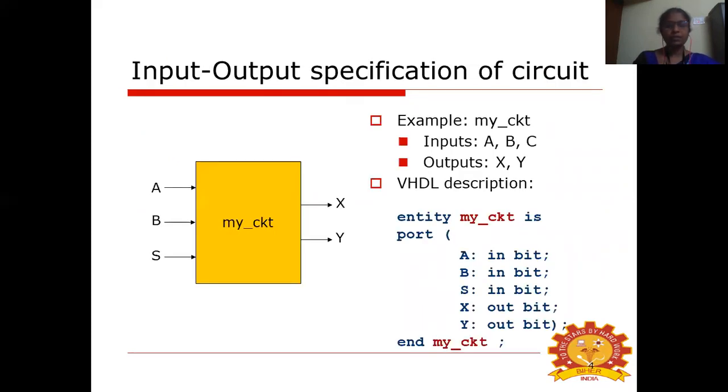Input-output specification of the circuit. Once the circuit is taken, its input and output have to be defined first. The input and output have to be represented within the entity. So, entity tells whether the signal is an input signal, an output signal, or an in-out signal.